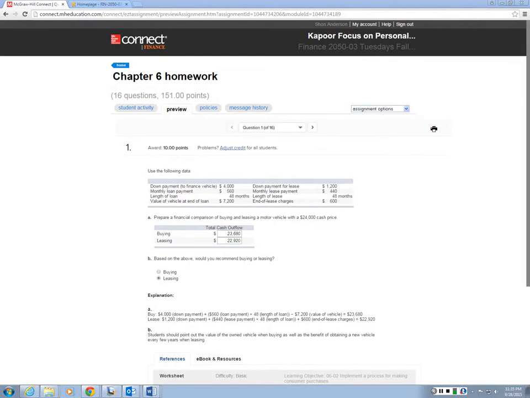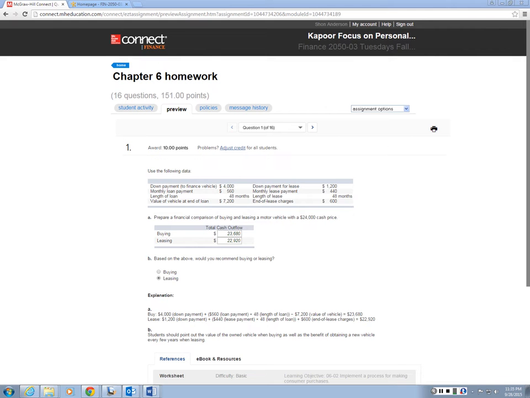Hey class, it's our chapter 6 homework. Now it's only 16 questions, and this is our consumer purchasing strategies, getting value and price comparisons, along with buying one of our bigger assets or utilizing one of our bigger assets, which is a motor vehicle, so the buy versus lease. So let's get into it.